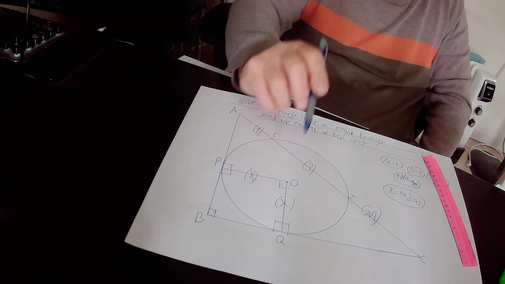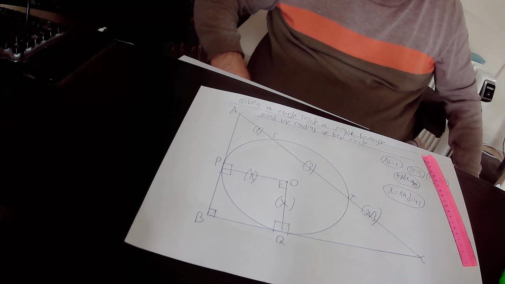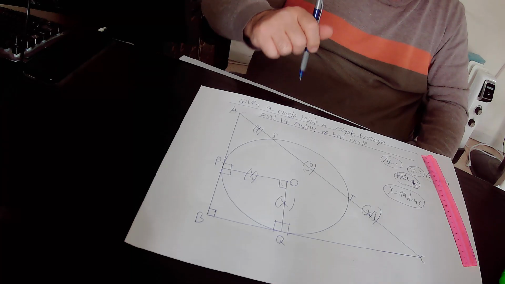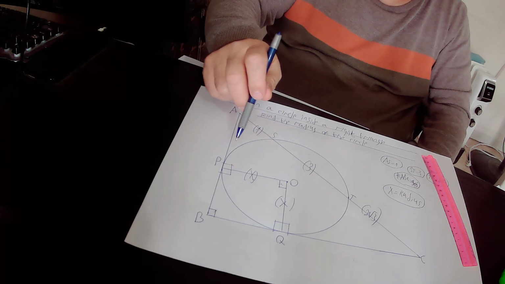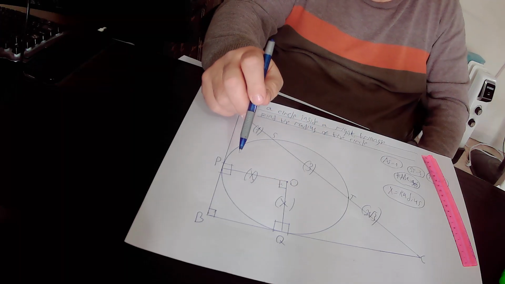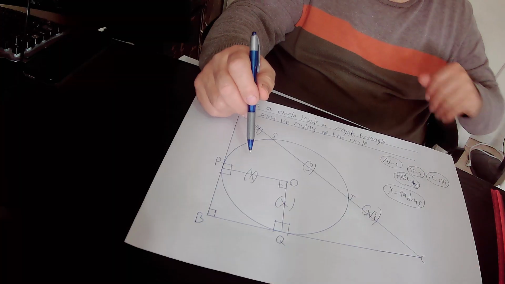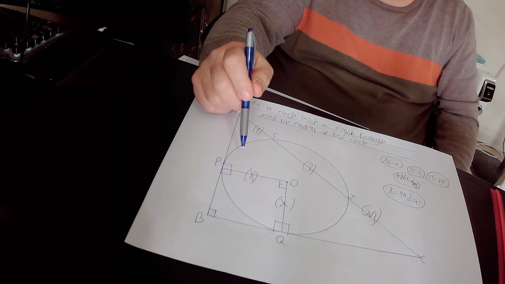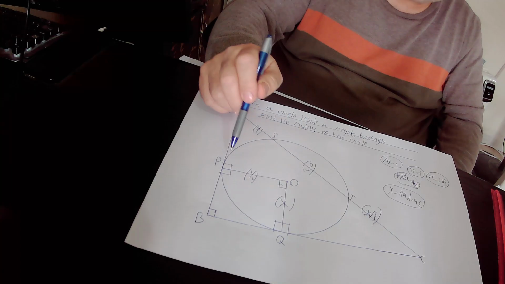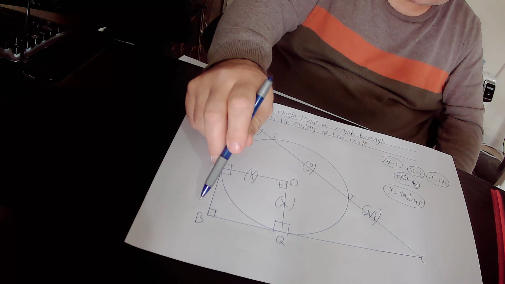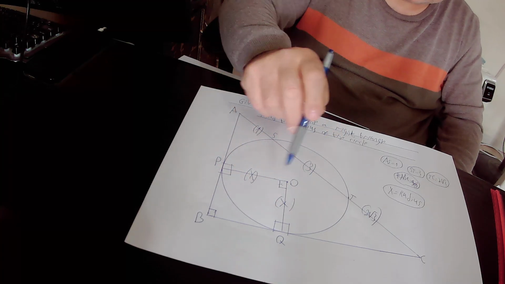Any quadrilateral that has 4 right angles must be at least a rectangle if not a square. So we relate to this quadrilateral POQB as a rectangle. And we also know that the opposite sides of a rectangle are equal to each other. So in rectangle POQB, the side PO must be equal to the opposite side BQ.